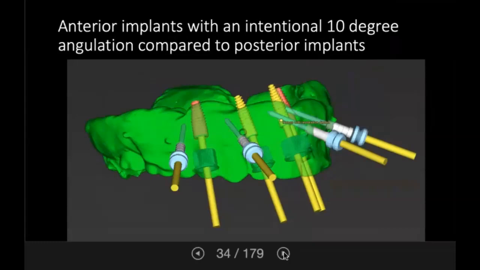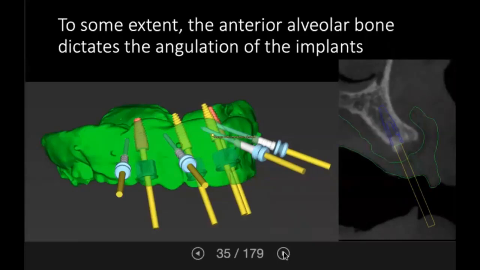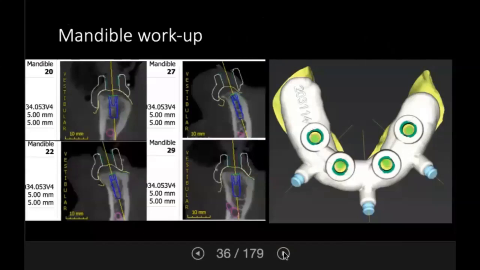To some extent, the anterior alveolar bone dictates the angulation of the implants. Tapered implants do aid in anterior maxillary implant placement. The mandibular implants are worked up to have a similar path of insertion to allow for a maximum AP spread and to avoid anatomical structures such as the mental nerve and mandibular nerve canal.